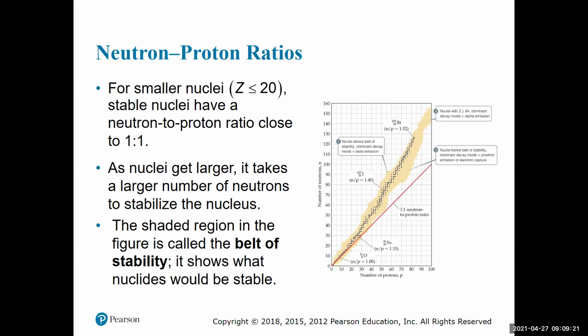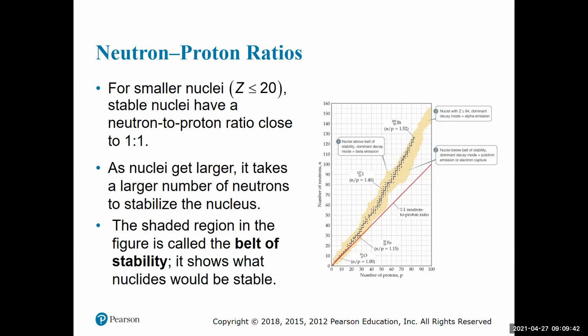The red line is the 1 to 1 ratio. And we see this very bottom part lies on that line. So for the bottom ones, they're right on that line. If it's right along there, those are all pretty stable too, okay?